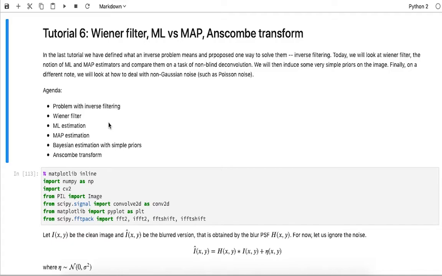with which you can suppress the noise which arises from inverse filtering. After that, we'll understand what maximum likelihood estimation is, and what maximum a posteriori is, and then we'll see some simple priors, how we can induce priors onto an image restoration model. We'll see some toy examples, and then we'll see how to deal with Poisson noise. Ideally, Poisson noise is the more realistic noise occurring in real life. But there are not good ways to go against it, and we'll see one way how to denoise images with Poisson noise.